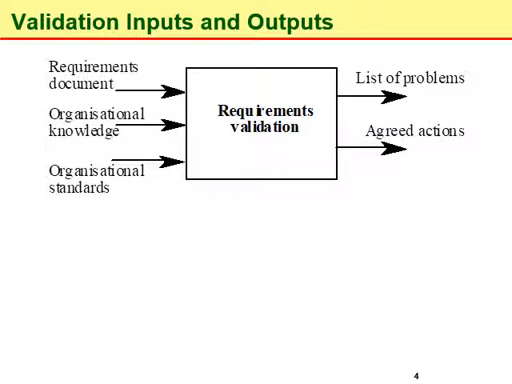Then the outcome of this requirements validation process is a list of problems that are discovered in the requirement specification document during the validation process. Similarly, another outcome of this validation process is a list of agreed actions. These are the actions that would be performed in order to fix the issues that were found in the requirements document or that were identified during the validation process in the overall set of requirements.